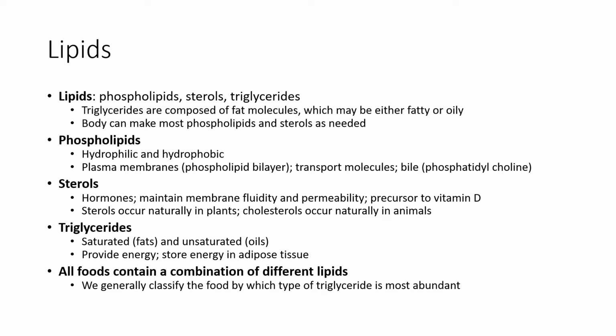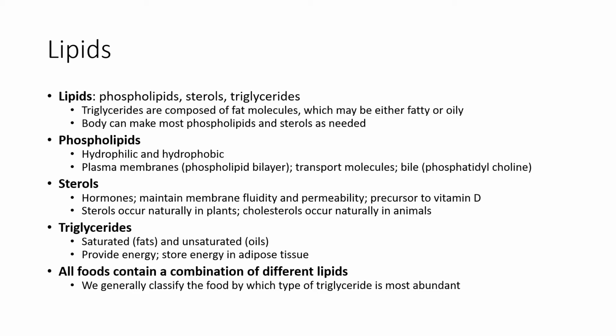And then we have triglycerides. Triglycerides can further be classified as saturated, which is where we get the term fat, and also unsaturated, where we get the term oils. Triglycerides are a source of energy to us, and when we build fat tissue on our bodies, we call that adipose tissue. Adipose tissue is stored fat, and it's stored in the form of triglyceride.